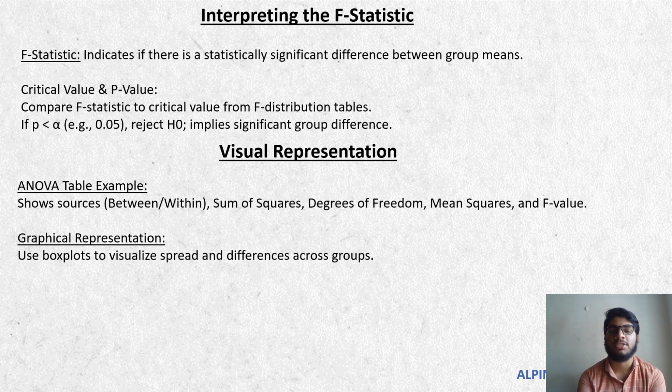Next, visual representation. An ANOVA table example shows the sources, between or within, sum of squares, degrees of freedom, mean squares, and F values. Next, graphical representation. Use box plots to visualize spread and differences across groups.